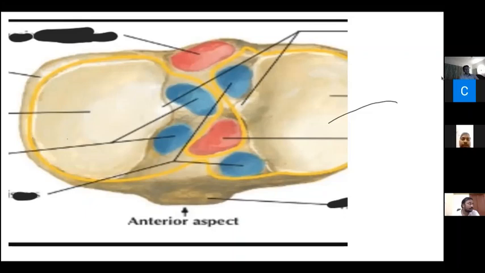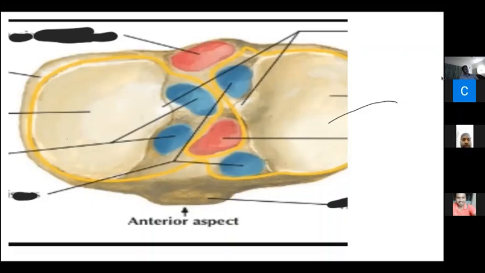Then attachment of ACL. Then attachment of anterior horn of lateral meniscus. Then comes the lateral meniscus. Finally, the most posterior is the posterior cruciate ligament. I didn't get the last three.